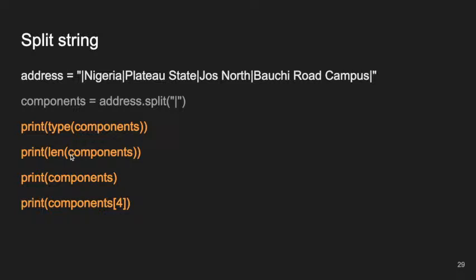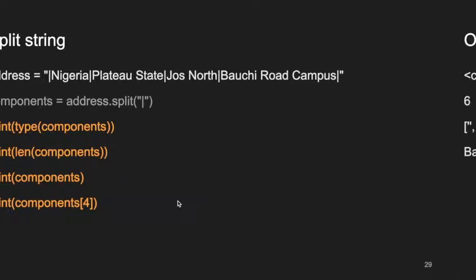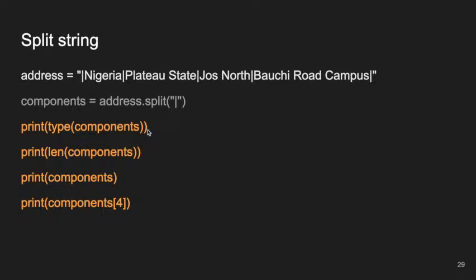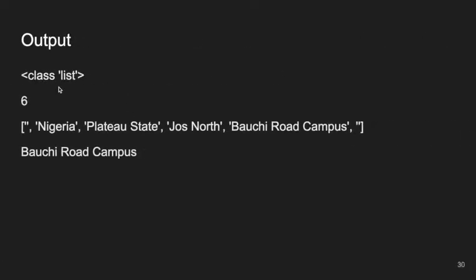Then we have length. Len is a keyword to let you get the length of an element. So len of this component will give you the length of the component. You can print the component as well, and then you can access any member of the component. You should get something like this once you print it. When you print the type of your component, you should get class list, so you know that that is a list type.